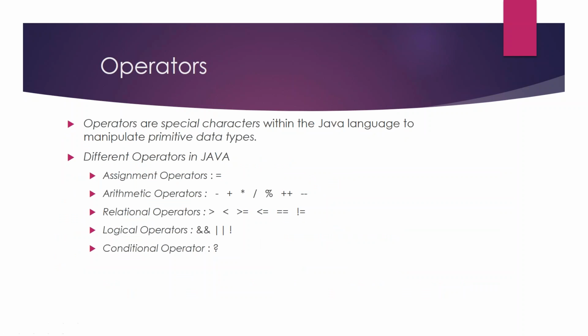Okay, operators. What operators do you use in Java? We use assignment operators. When I write a simple code, I'll show you everything in that code. There are arithmetic operators, relational operators, logical operators, and conditional operators. These are all the operators we are going to use in Java.